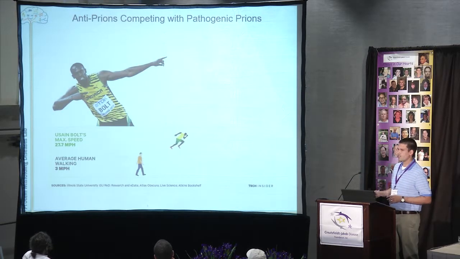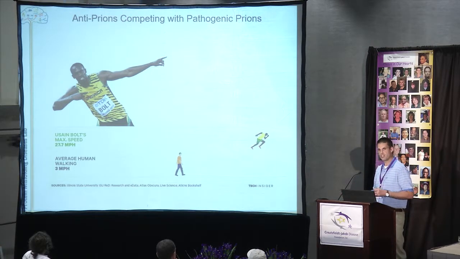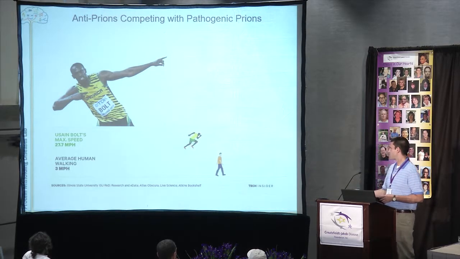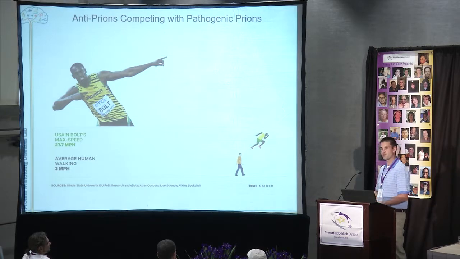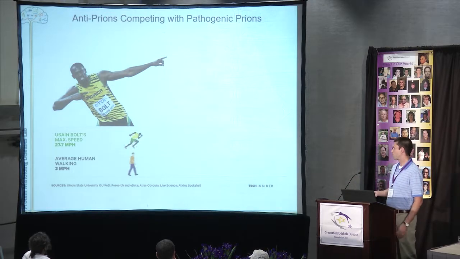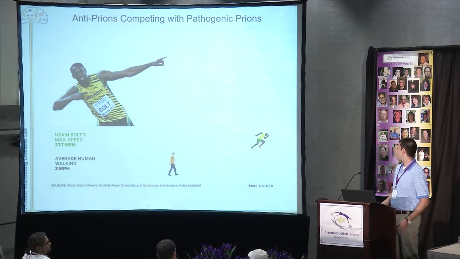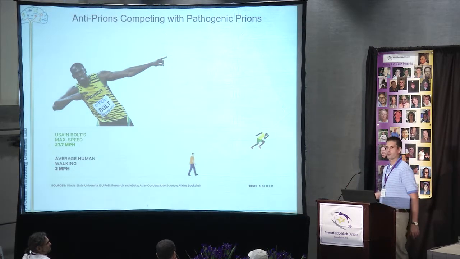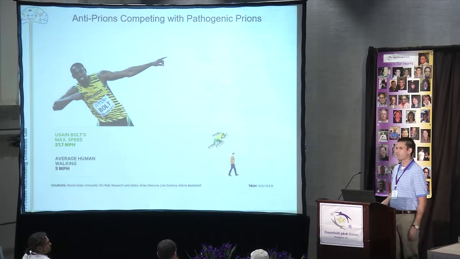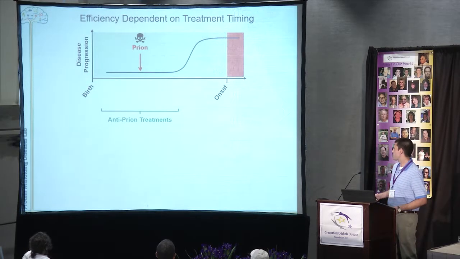I think a good analogy for this type of competition is a simple race between somebody extremely fast, such as Usain Bolt, who's the fastest person in the world. He runs about 27 miles per hour, racing somebody that's slow, somebody like myself just walking, going 3 miles per hour. Usain Bolt represents the pathogenic prions, the guy walking represents the antiprions. And you look at this and you're like, well, Usain Bolt's going to win the race no matter what. But that's not necessarily true. If you give the guy walking enough of an advantage, he can actually beat Usain Bolt in the race. And that's exactly what we see in the lab setting.